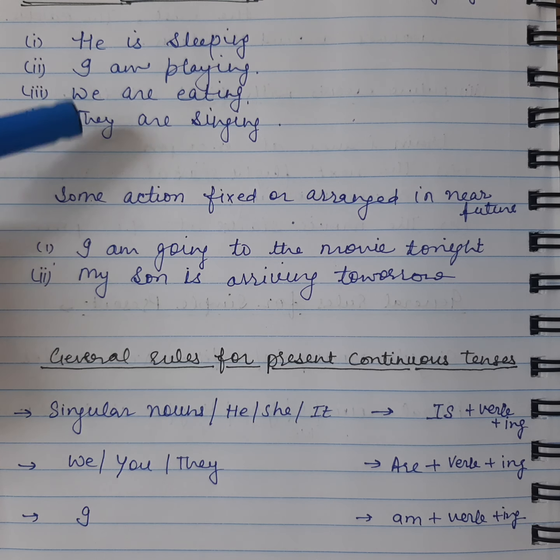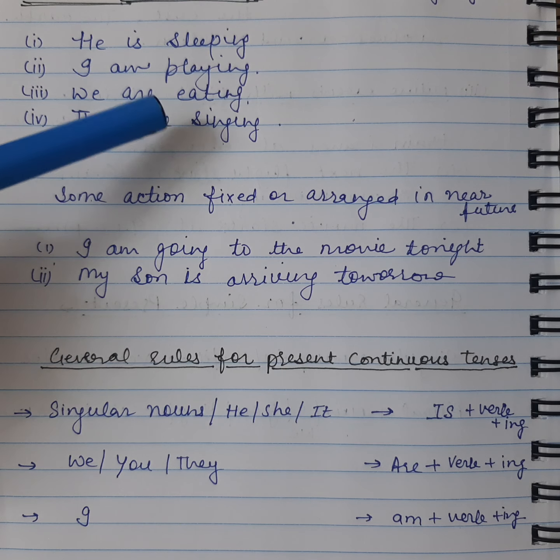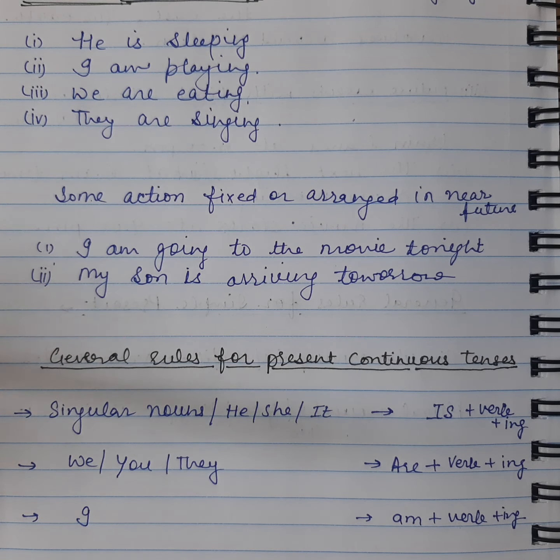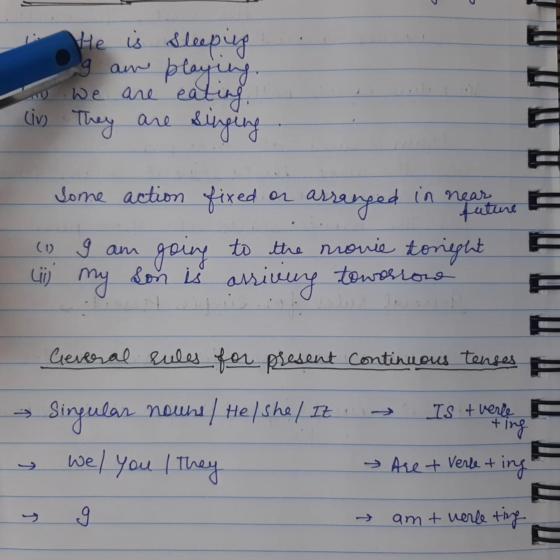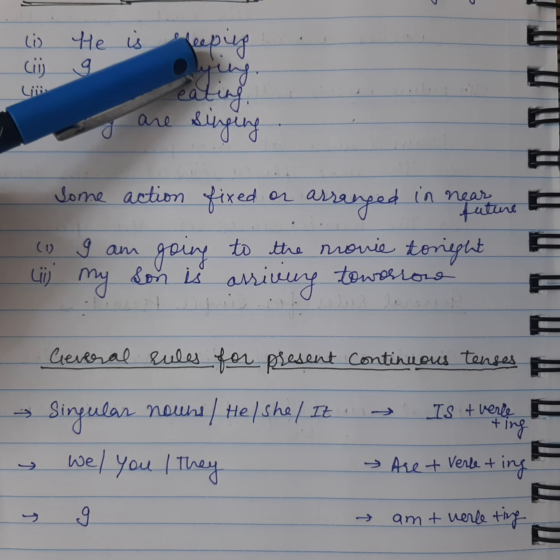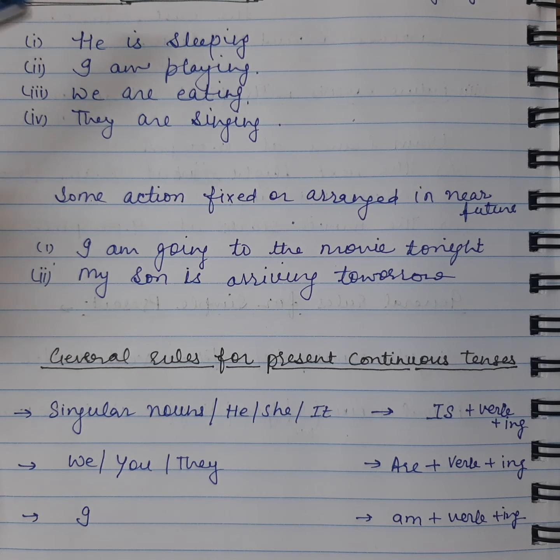Similarly, they are singing. They is plural, so we added are with they and then we added ing with sing, which is a verb. Then with I we use am plus verb plus ing. So I am playing. With I we use am, and with play, which is a verb, we add ing. So this is present continuous tense. The action is going on or the action is arranged in the near future.